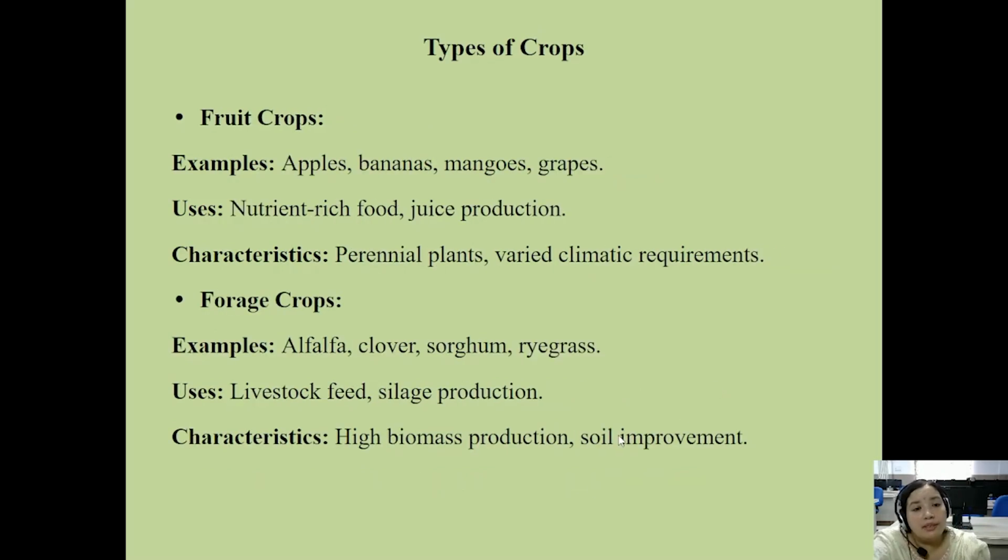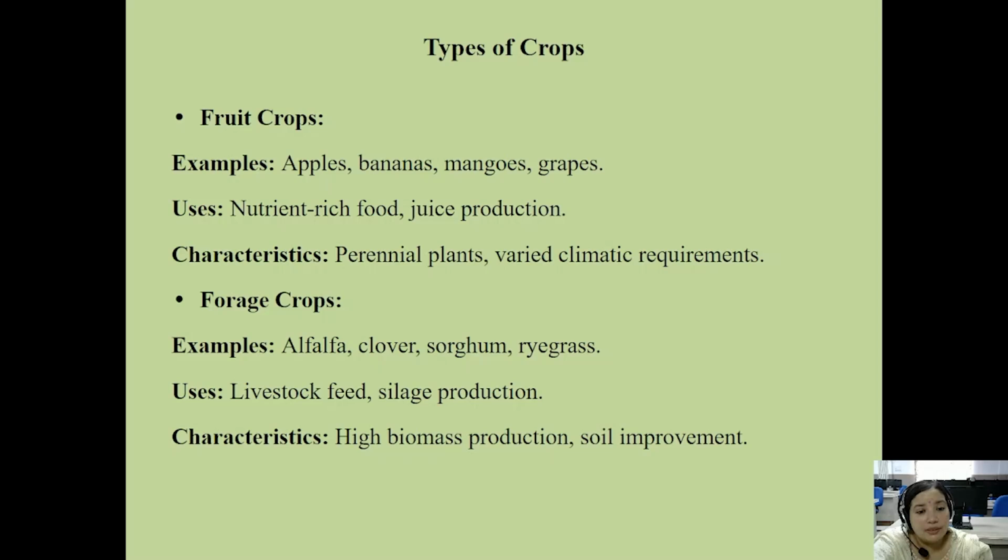Then fruit crops are there. These come under the category of types of crops. Examples: apples, bananas, mangoes, grapes, and uses are nutrient-rich food and juice production. Characteristics are perennial plants and varied climatic requirements. These are the characteristics of fruit crops. They are perennial plants with varied climatic requirements. They are a nutrient-rich food and are used for production of juices.